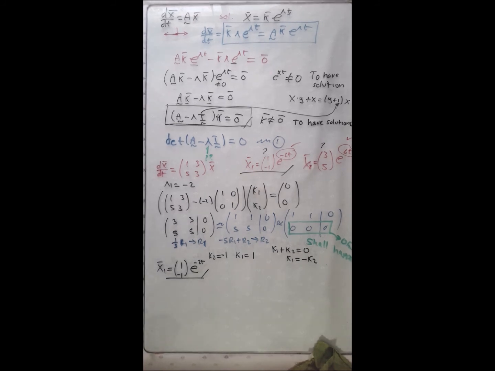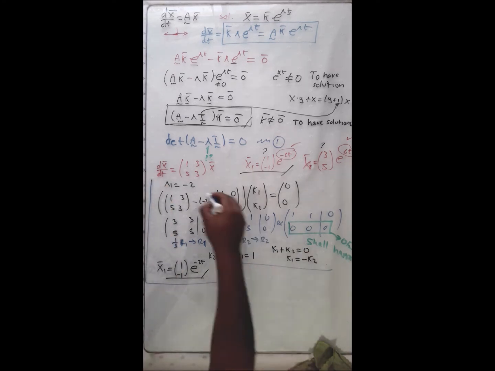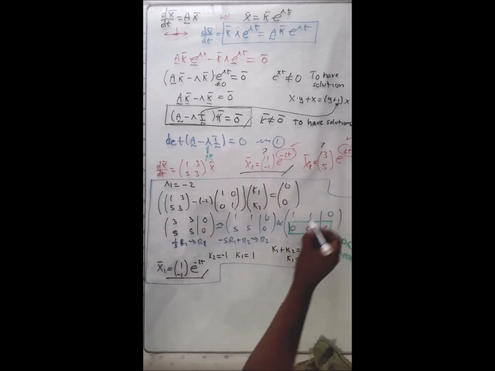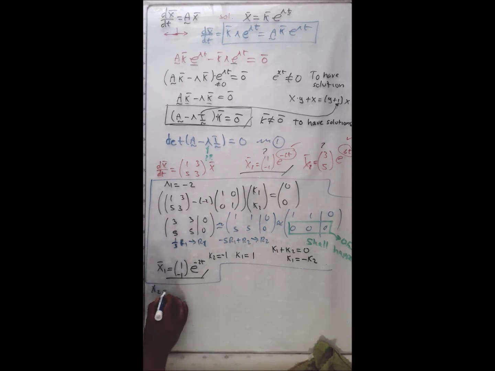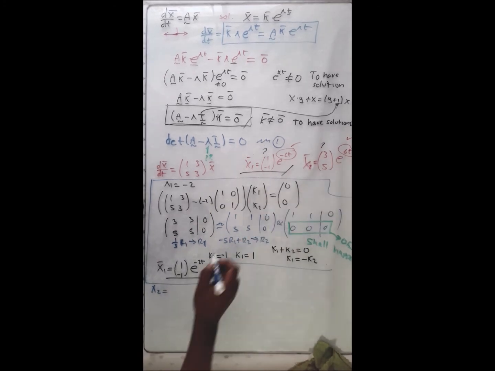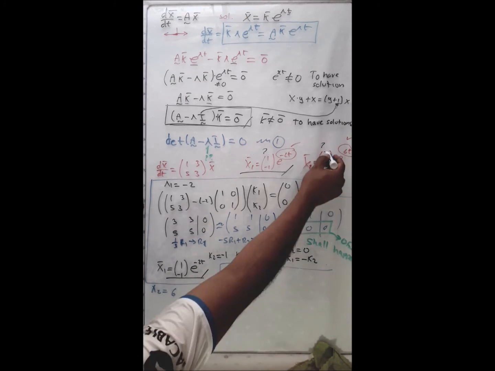So engineers, this is the procedure to find the solutions. You first find, with this equation, the values of lambda, the eigenvalues, and then with this procedure you find the values of the k vector. Now, let's do the other solution. This is the procedure only for lambda 1 equal to 2. Let's do it for lambda 2. What is the other value of lambda? 6. And we should get 3 and 5.